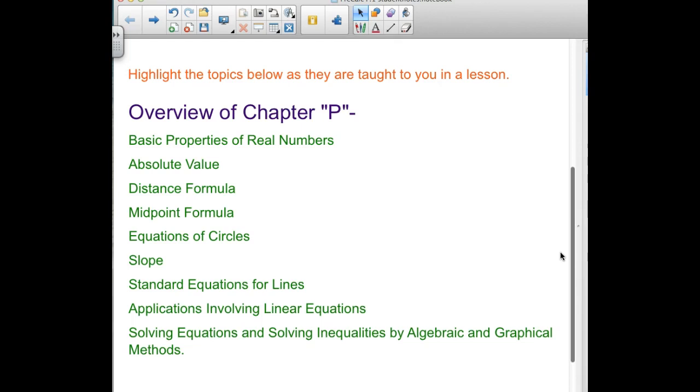So first property, just looking at some basic properties of real numbers. We will be looking at absolute value, distance and midpoint formulas, equations for circles, slope and equations for lines, applications involving linear equations, and we'll also look at solving equations and inequalities both algebraically and with graphing.